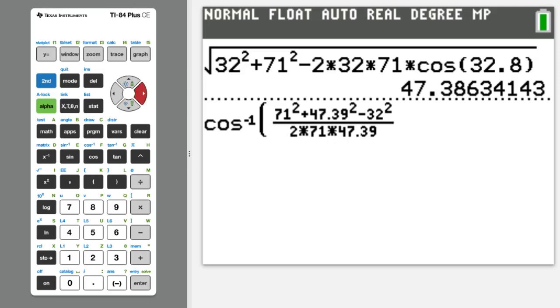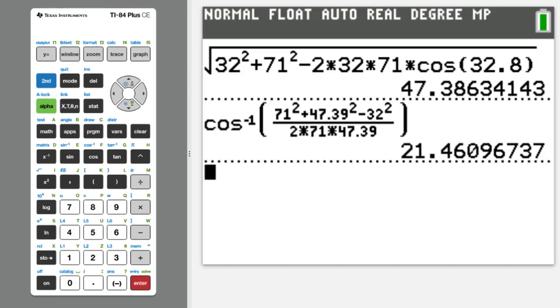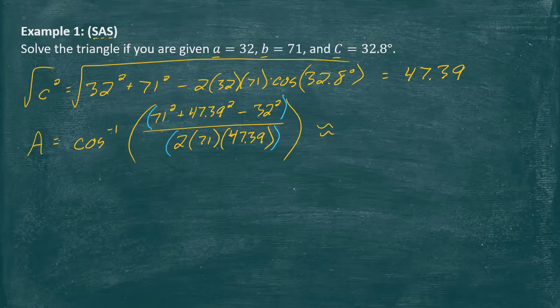And technically I can just press enter there, but I can also close off everything by pressing right and then closing off the parenthesis. And now when I press enter, it gives me that angle A is approximately 21.5 degrees. So we'll call that 21.5 degrees.